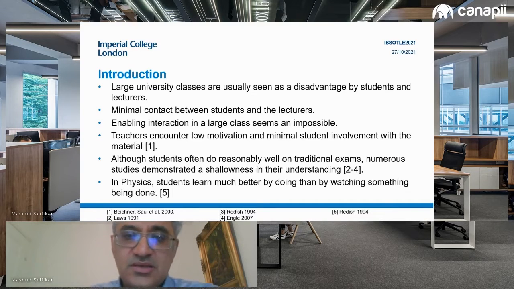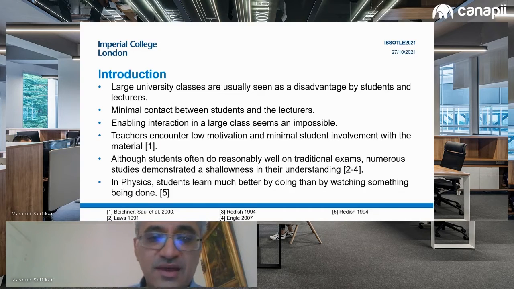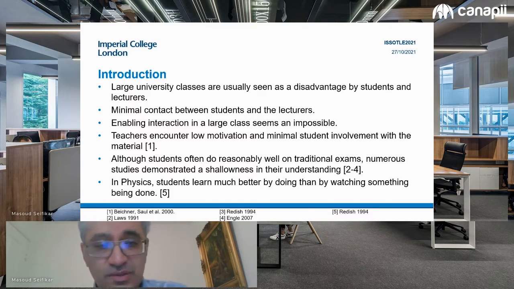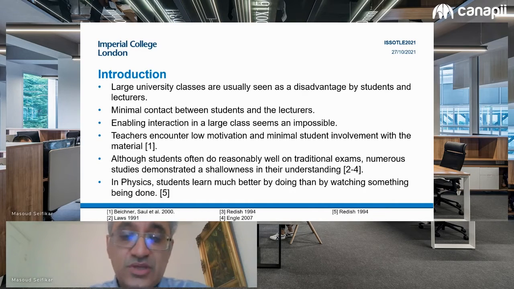We all know that large university classes are usually looked at as disadvantageous by students and staff, because of the minimal contact between the student and the staff, and also because it's almost impossible to have some interaction in a large classroom. Lecturers usually have low motivation and minimal student involvement with material. It has been studied a lot, and several studies show that students often do reasonably well in traditional exams, but if we look at their understanding, they usually have a shallow understanding. In physics, it has been shown that students learn much better by doing something rather than watching someone doing something or talking about the subject.